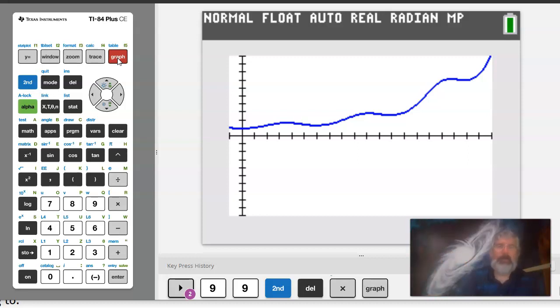Okay. So anyway, there's the graph of an integral that you don't know how to do. Your calculator can do it numerically.